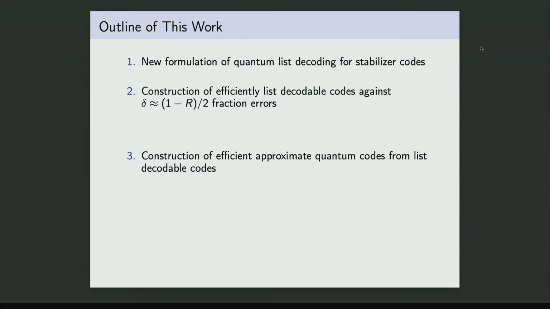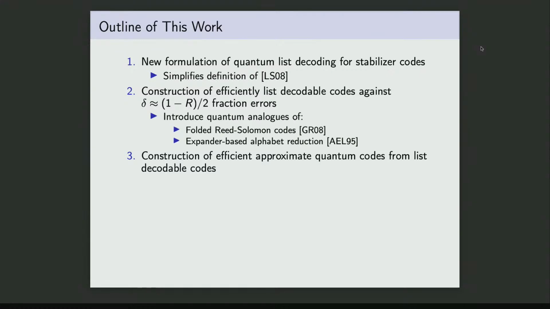All right, so I guess just to recap, here are the 3 steps, which I'll now go into more detail for. We have our notion of quantum list decoding, which in a second I'll present the CSS formulation of, the one we'll actually use. We then introduce these efficiently list decodable quantum codes, which really just combine these classical techniques and translate them to a quantum setting.